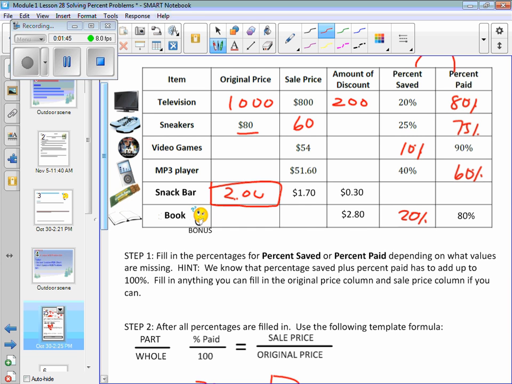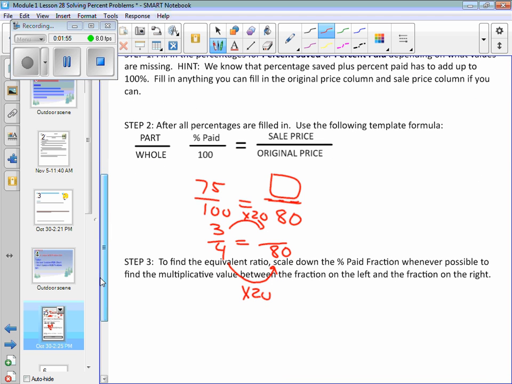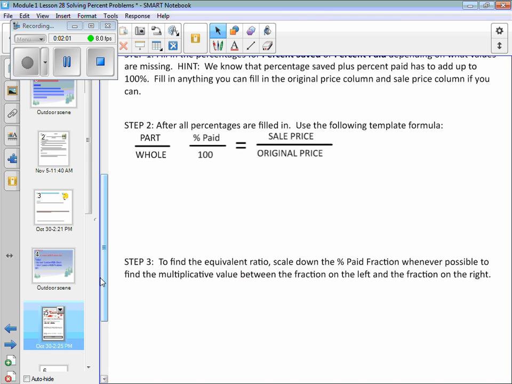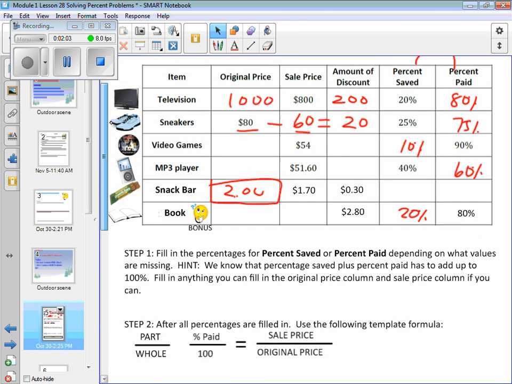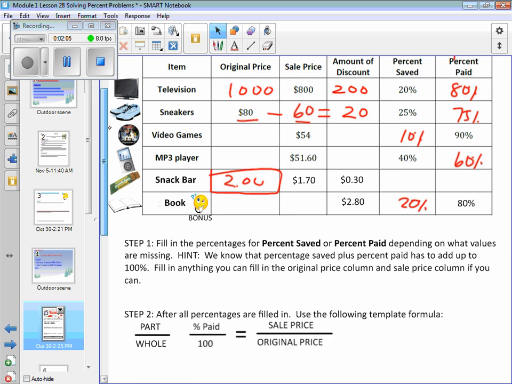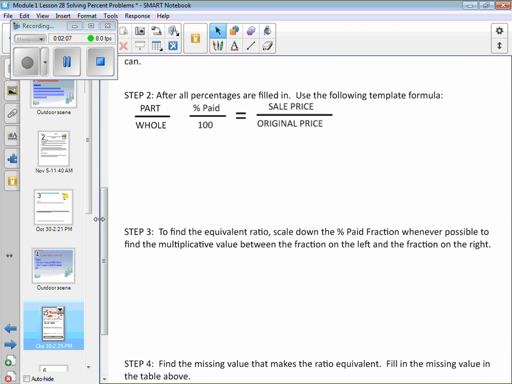This minus this equals this. Sneakers are done. I'm going to erase this. I want to work in the same space. Video games. What was the percent paid?